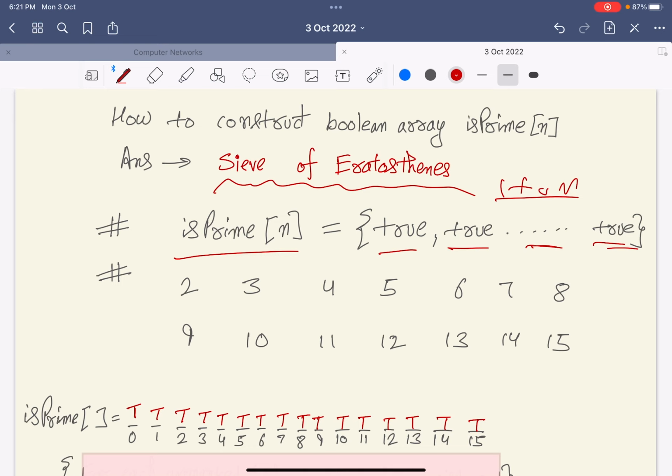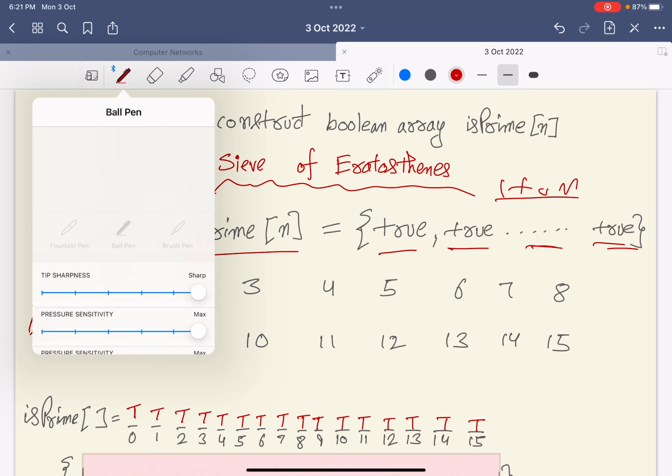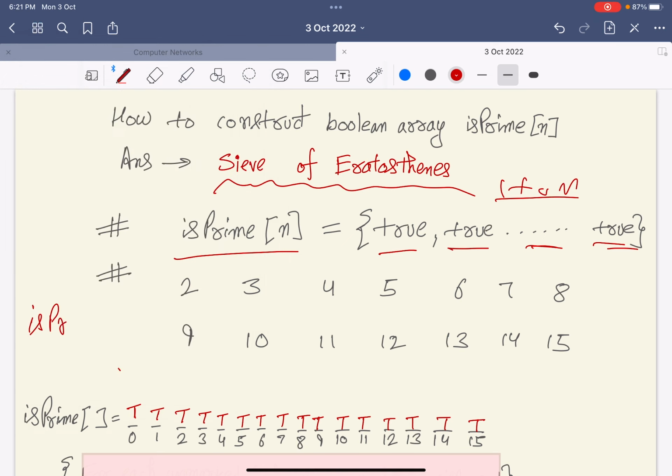So I explicitly mark isPrime[1] equals false. So in my array, index 1 will be mapped with false instead of true. I overrode this true with false. But from 2 till the end, how will I do that? I start from 2.